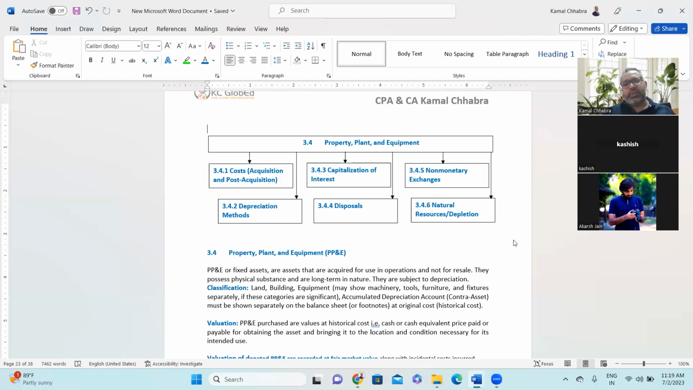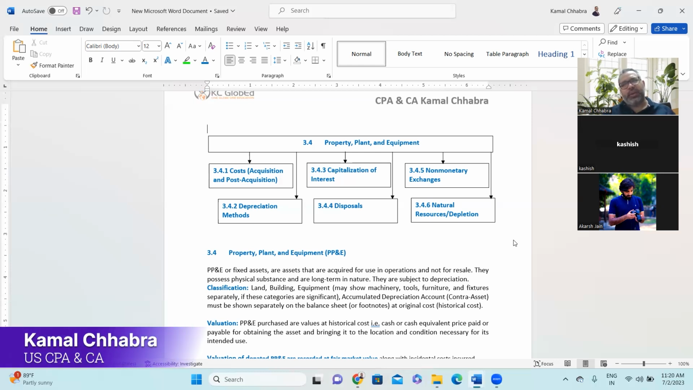Okay. Fourth one is disposal. What is disposal? Disposal is, sir, sale of asset. Sale of asset, right? So there may be a gain or there may be a loss. We'll be discussing what is capital gain or capital loss on the sale or disposal of any asset. Disposal is a wider term. It may include sale of an asset or it may include scrap of an asset also, right?